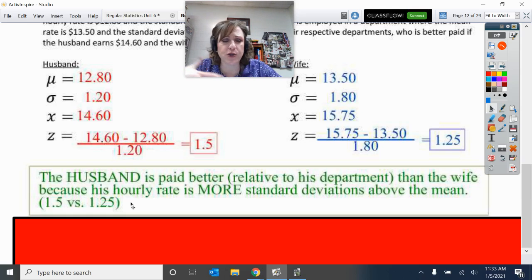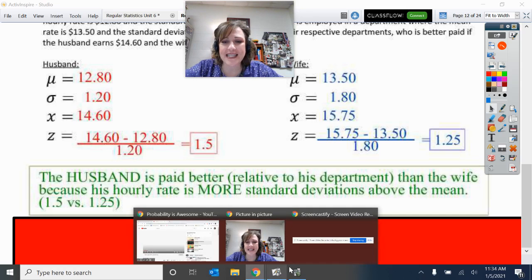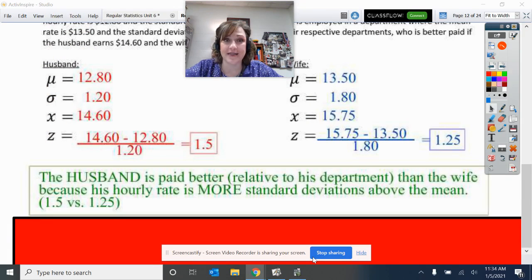You know, comparing apples to oranges, comparing the husbands to the wives in different departments, comparing two different quizzes that are on different grading scales. So that is the important thing about standardizing with a z-score, so that we understand what that means and how we can compare items. All right, there is the end of your notes on z-scores.